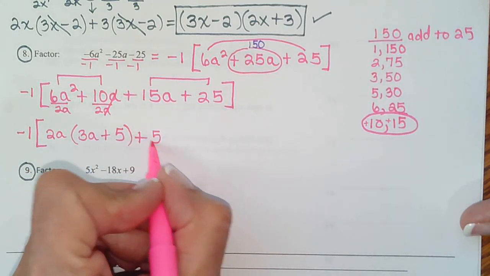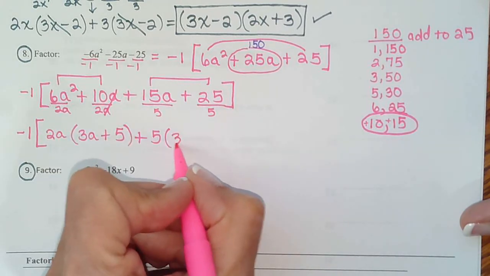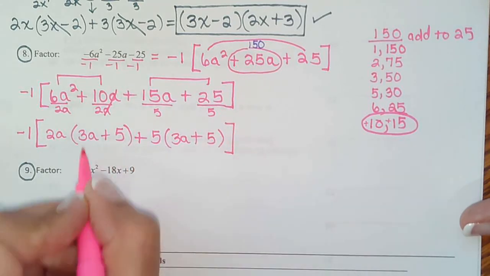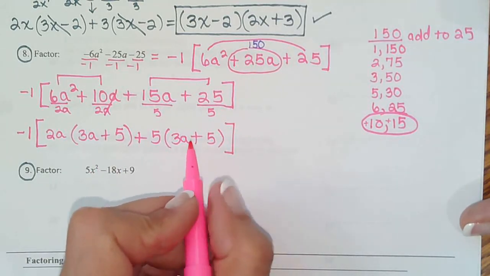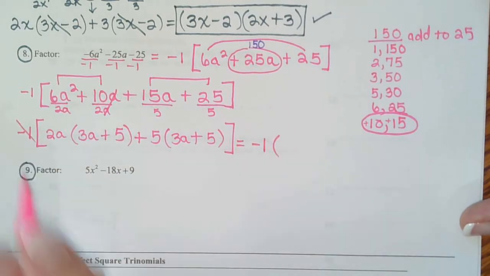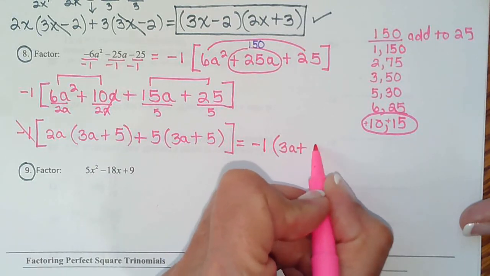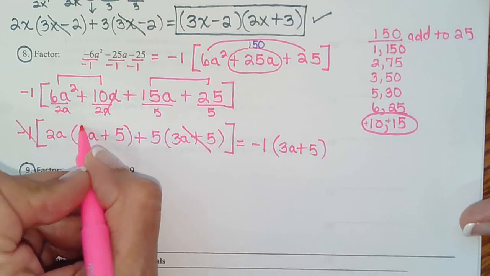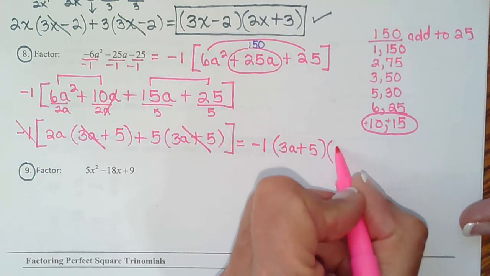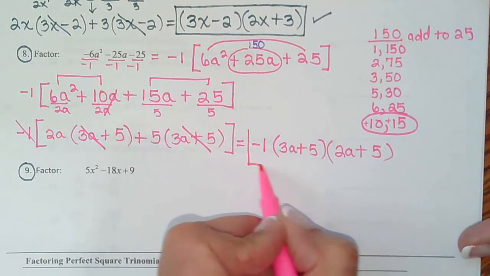Here we have a 5 common. When we divide each of these by 5, we have 3a plus 5. And then we go, yes, our parentheses match. So that's going to be our third GCF. So we take the 1 out. So we're done with that. Then we take the GCF out, 3a plus 5. Then we're done with that. And then we write what's left, 2a plus 5. And that would be my answer.